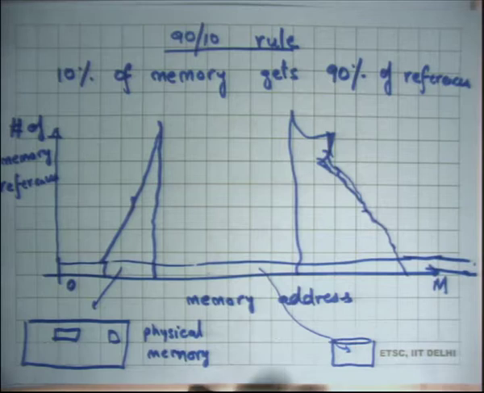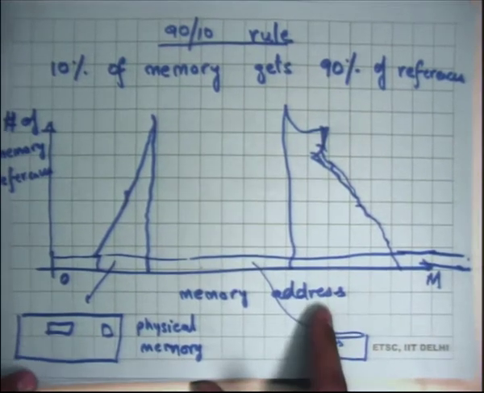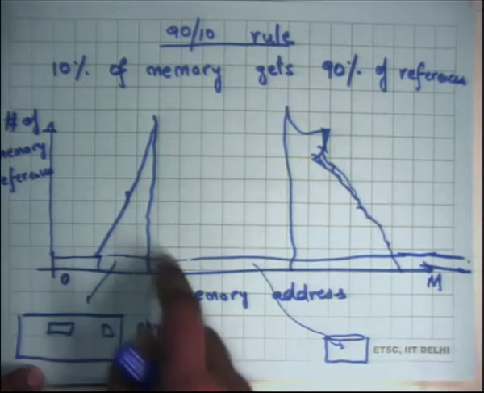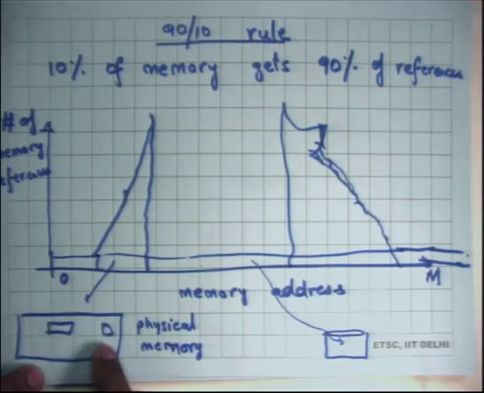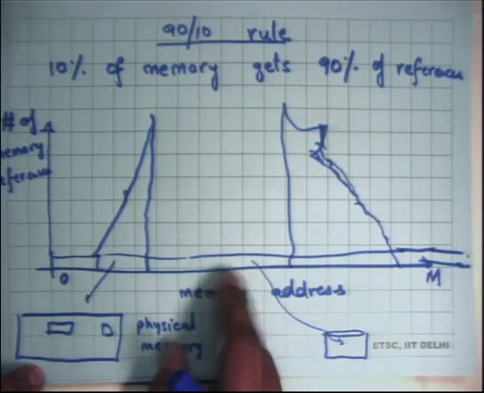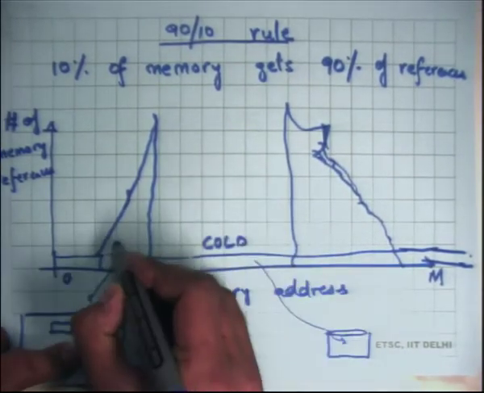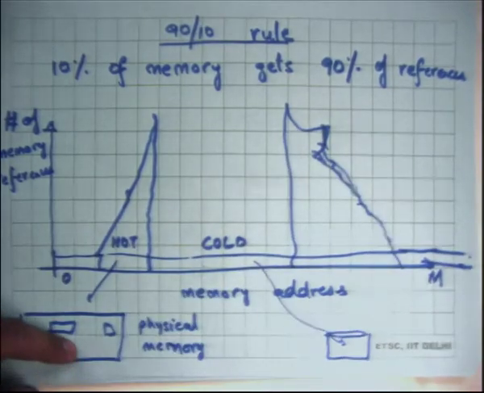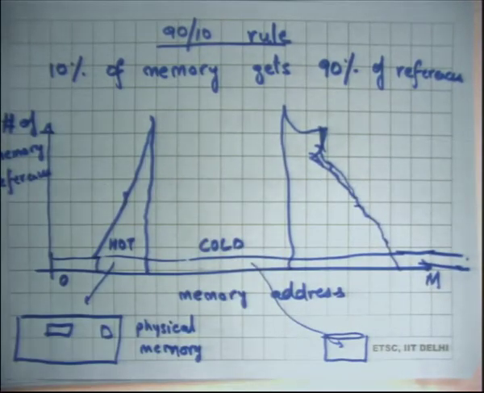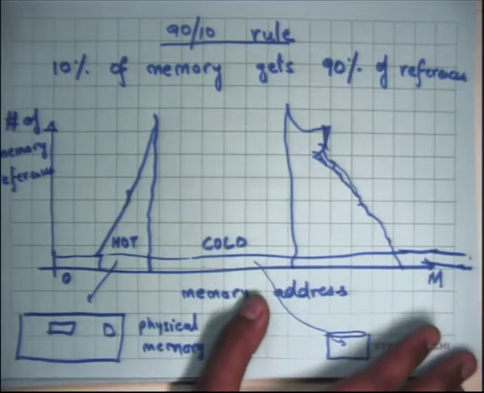So an operating system would be doing its job correctly with respect to demand paging if these pages, which are very hot, are mapped into physical memory, and these pages which are cold are mapped into disk. So you can also call these cold addresses and these hot addresses. The hot addresses should be mapped into physical memory and the cold addresses should be mapped into disk. If you can do that, then you basically have a system where you have the speed of physical memory and the size of the disk. Okay. All right.